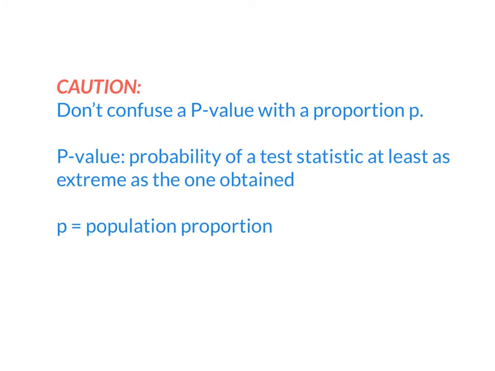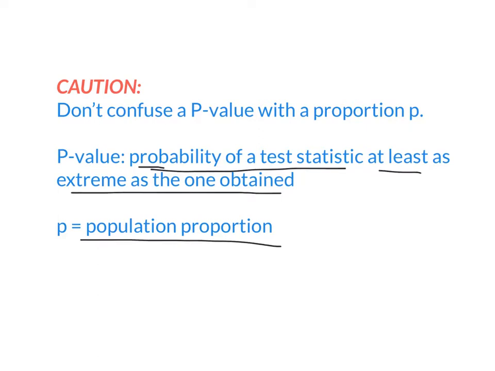All right. Word of caution: do not confuse the p-value with the population proportion p. They are two different things. What a p-value is, if you're still struggling a little bit, which is probably the case, and that's okay, is the probability of a test stat being at least as extreme as the one obtained. So it is all probability, it is not a proportion, that is at least as extreme as the one that you worked out when you did your test stat. Remember, little p is just the population proportion.